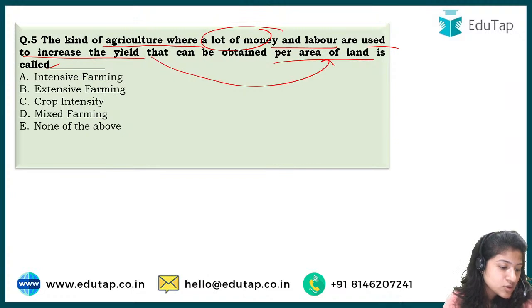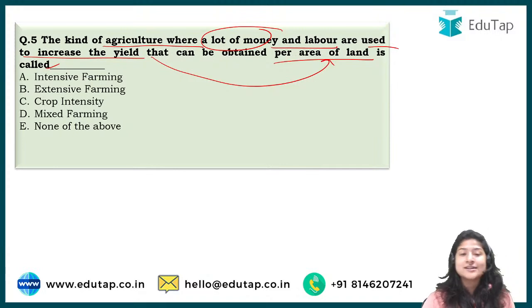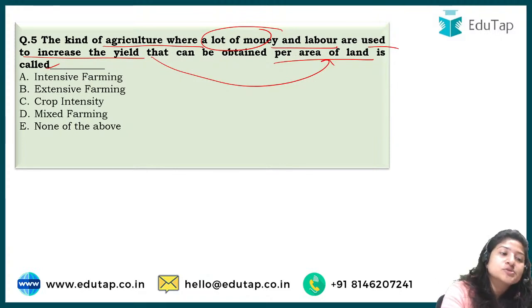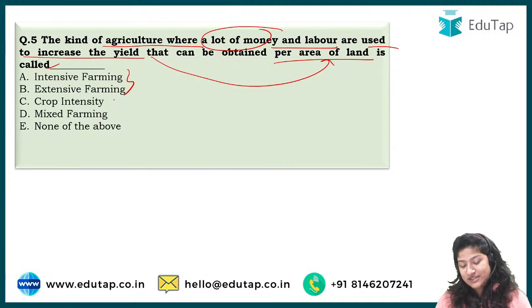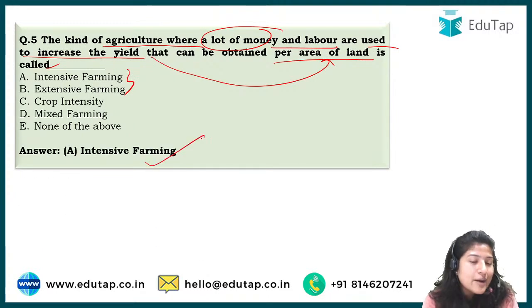All right. So do tell me first. Akhil says extensive farming. Alright, so there is a reason why I added this question, because I knew people are going to confuse between intensive and extensive farming, right? So the correct answer to this is option number A, that is intensive farming, right?